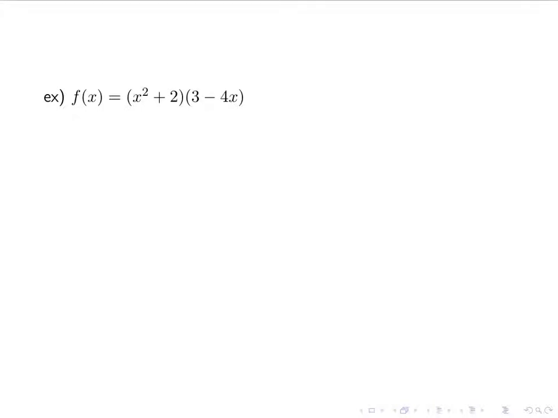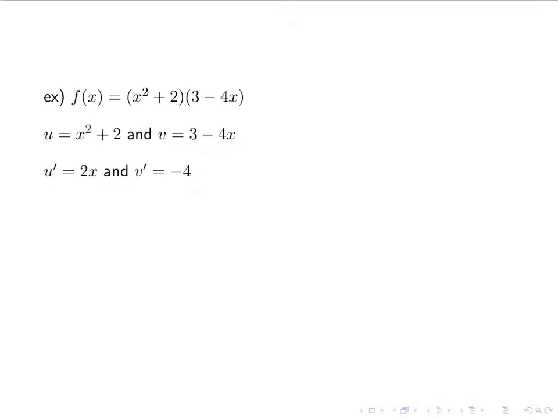So we're going to do a couple examples. So the first one is f of x equals x squared plus 2 times 3 minus 4x. I could, if I wanted, FOIL this function out and then just differentiate term by term. Or I can use the product rule. So we're going to use the product rule. We're going to let u be the first factor, x squared plus 2, and v be the second factor, 3 minus 4x. So we differentiate them both.